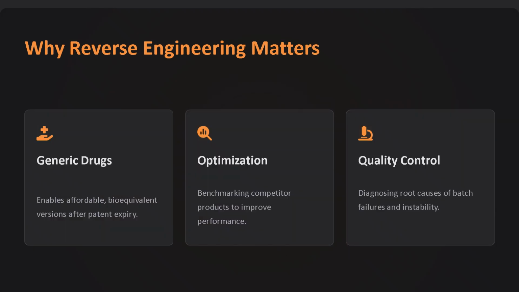Now you might ask, why is this process so important? There are three major reasons. First is generic drug development. Reverse engineering allows companies to create affordable versions of medicines after patents expire. Second is optimization. Companies study competitor products to improve their own formulations and performance. Third is quality control. If a batch fails or becomes unstable, reverse engineering helps identify the root cause. So overall, reverse engineering improves affordability, performance, and quality.